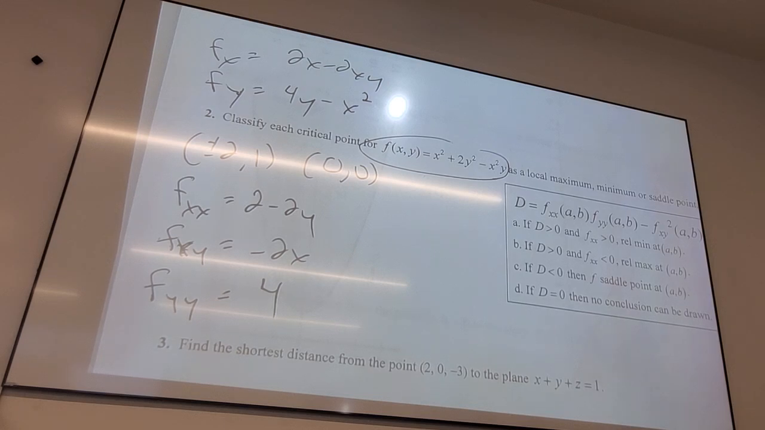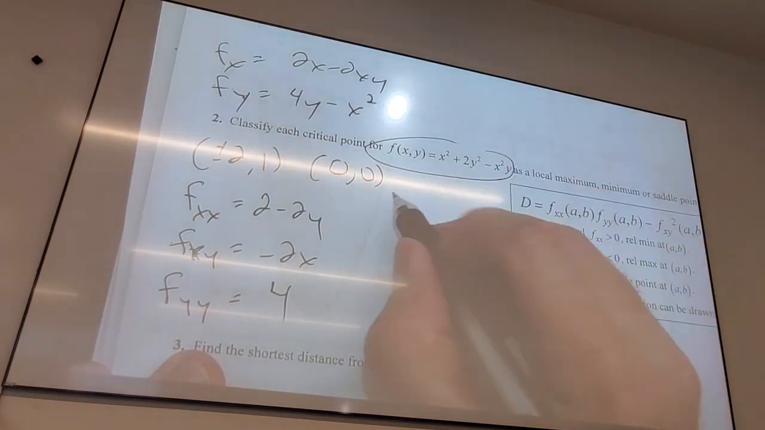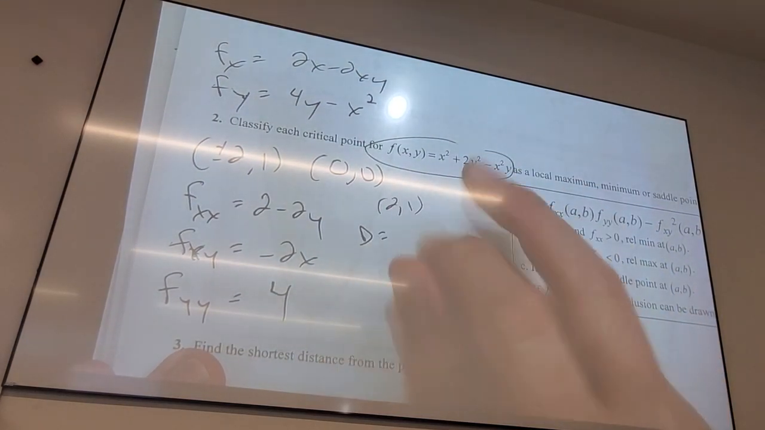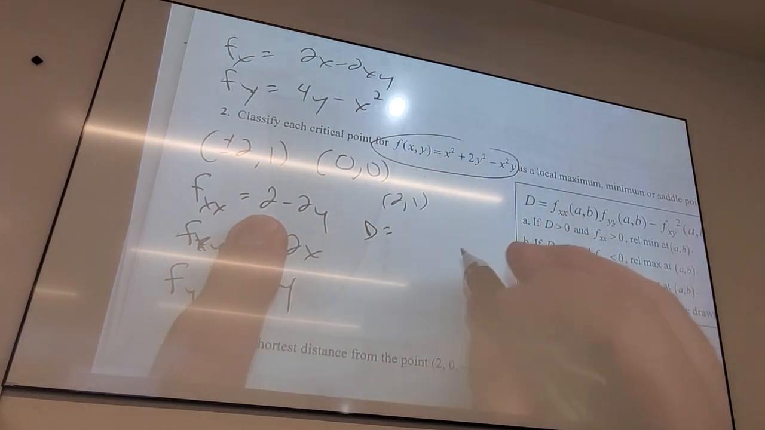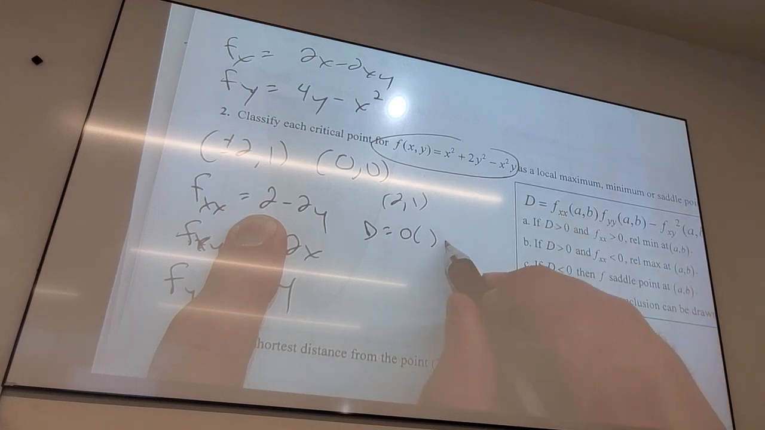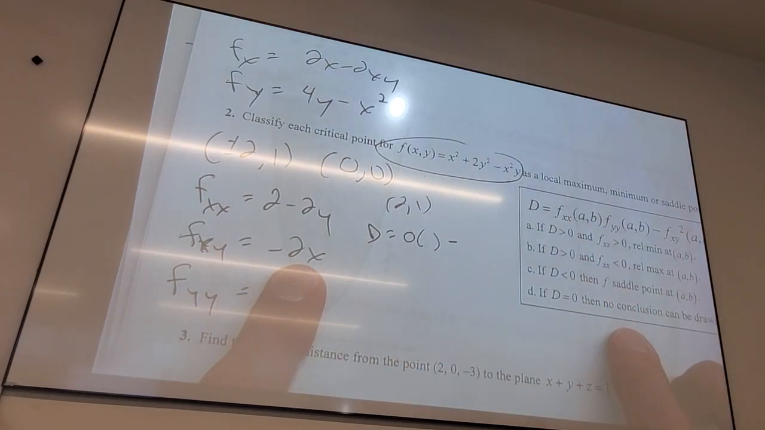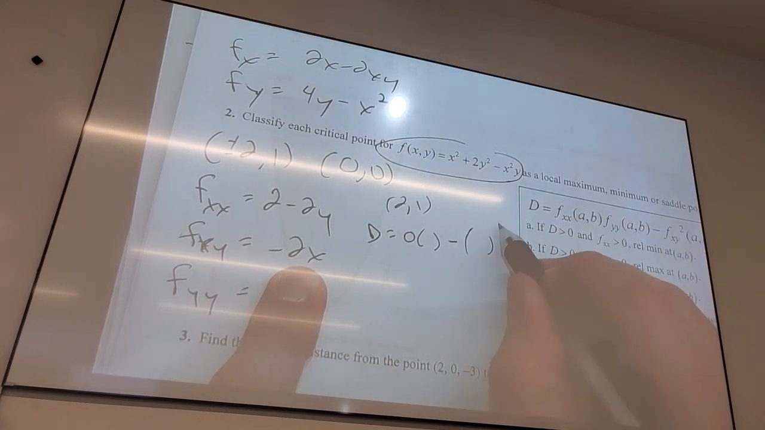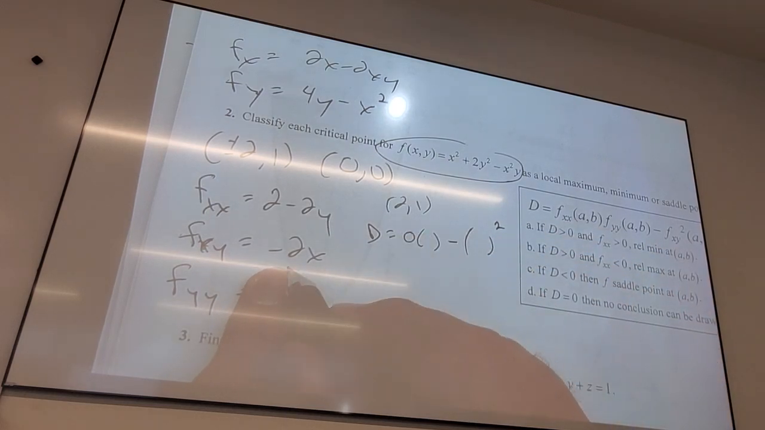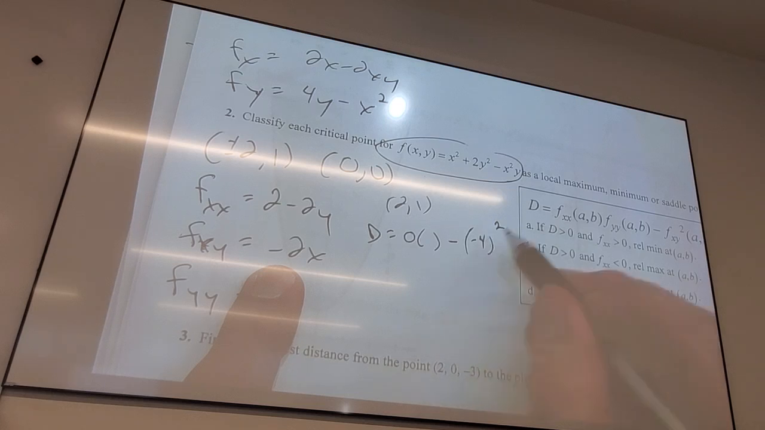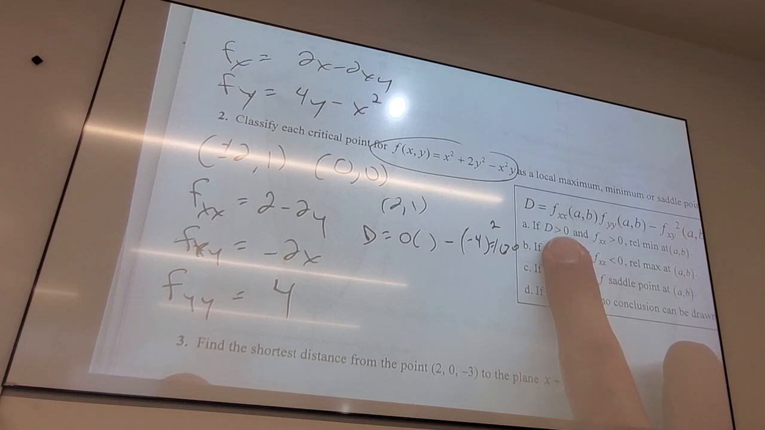So now I take each critical point one at a time and I just plug it in. Yes? So if I take the point 2, 1, what is fxx at 2, 1? 0. Yeah, 2 minus 2 is 0. Times, who cares about fyy? And what's fxy at 2, 1? Oh yeah, squared, right? If you plug a 2 in, you get negative 4. Squared is 16. And that is greater than 0, yes? So d is greater than 0.